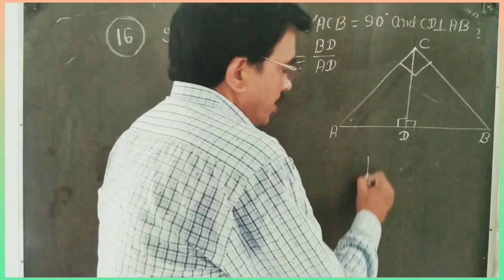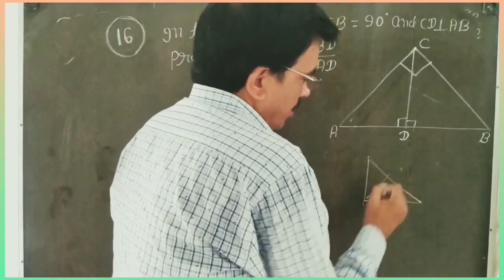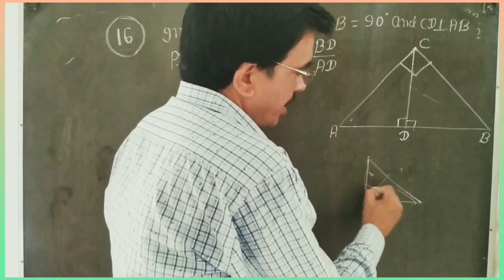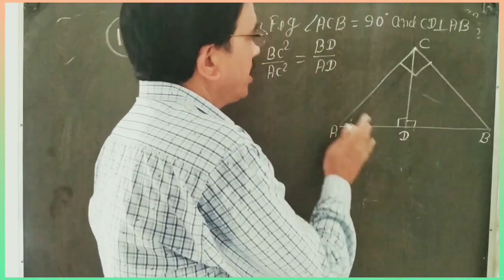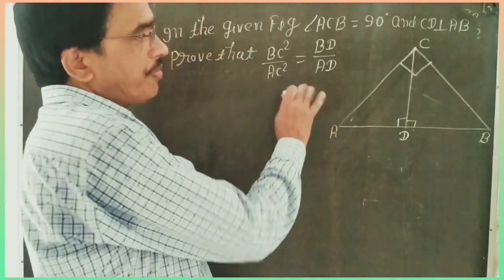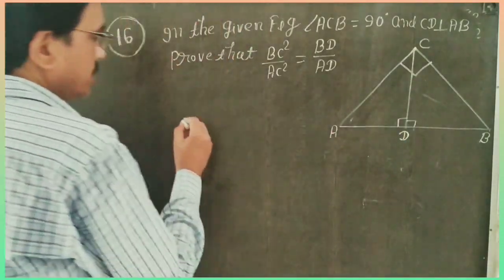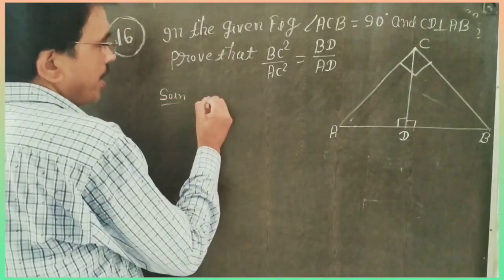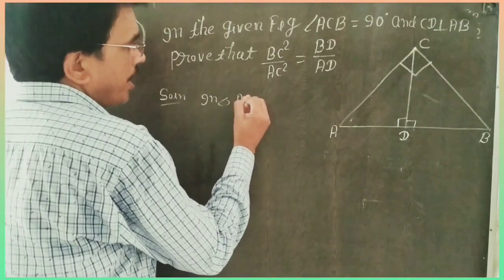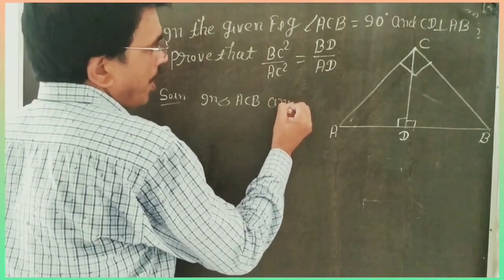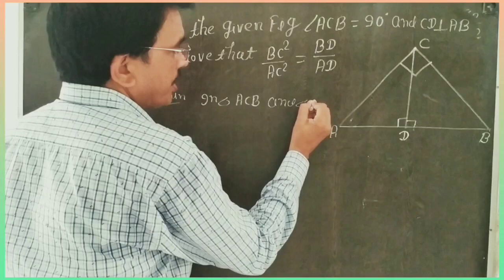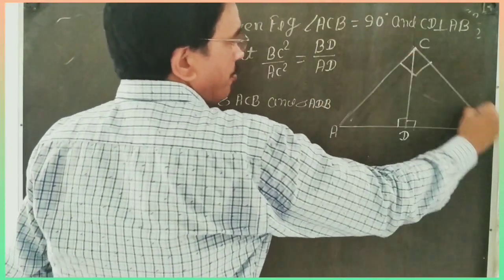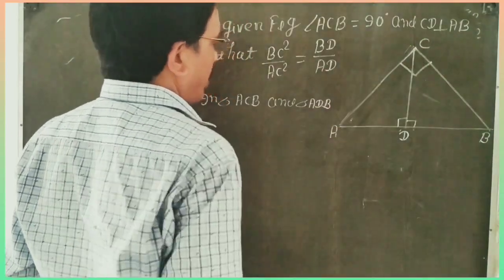To prove the Pythagoras theorem, first you take a large triangle and a small triangle, then again a large triangle and a small triangle, and then you get the relation. Similarly, find it here. Solution: in triangle ACB and triangle ADB. ACB is the large triangle and ADB is the small triangle.